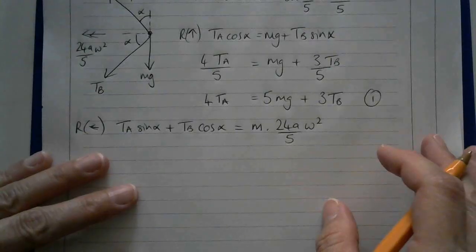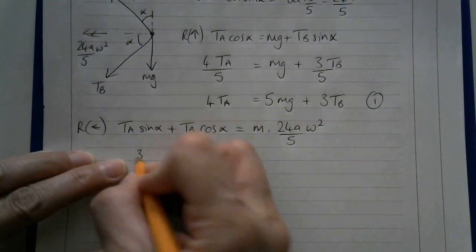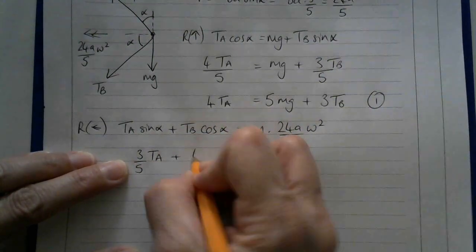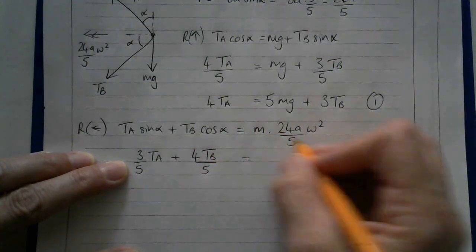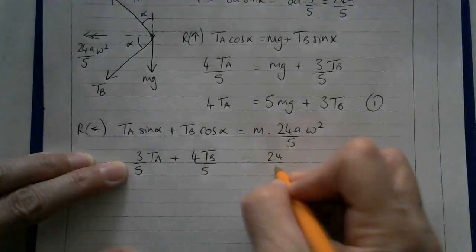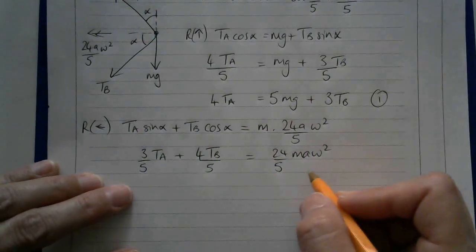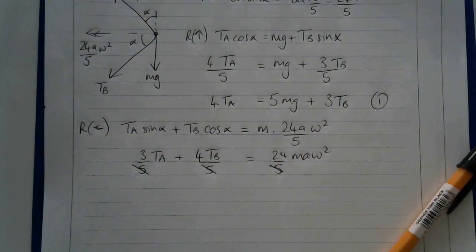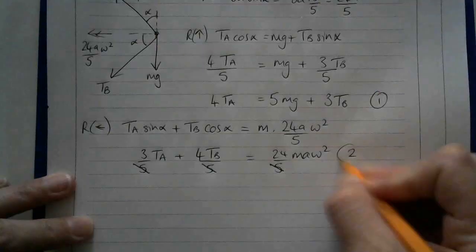Okay, so popping in the values for sine alpha and cos alpha. Sine alpha was 3/5, so I get 3/5 TA plus cos alpha was 4/5, so 4 TB over 5 equals 24 over 5 MA omega squared. And all of these are divided by 5, so I could just tidy this up by multiplying everything by 5. Okay, so let's call this equation 2.